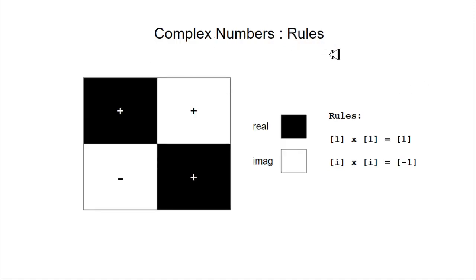Complex numbers have very specific rules. Here are the two main rules of the 2x2 matrix version of complex numbers. 1 times 1 equals 1. When I put 1 in brackets, what I mean is the 2x2 matrix.